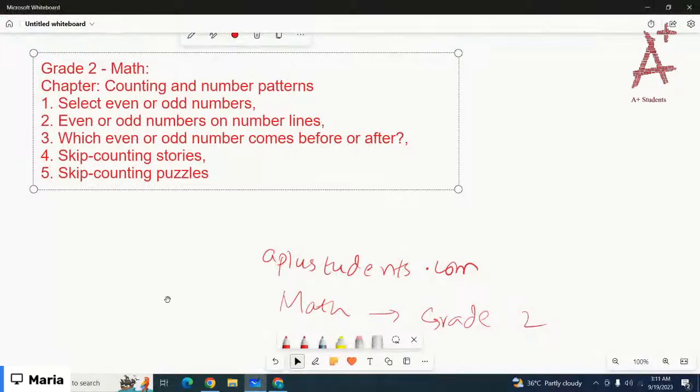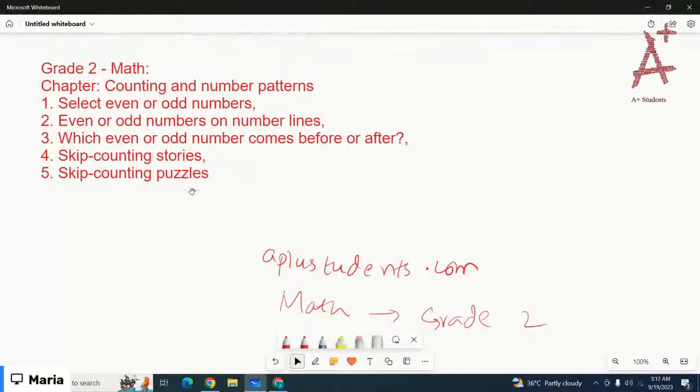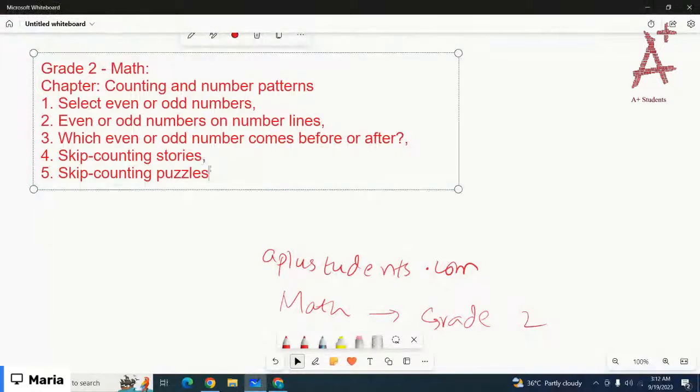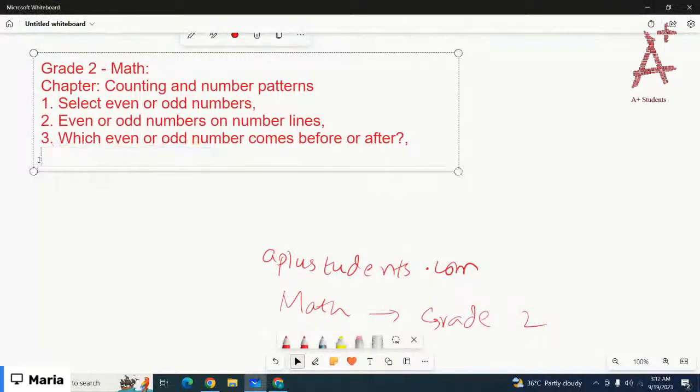Scroll down to grade 2 and then click on view all lessons. There you can find a list of the chapters. We're going to start with the chapter counting and number patterns. And the lessons we're going to start with are select even or odd numbers, even or odd numbers on number lines, and which even or odd number comes before or after.